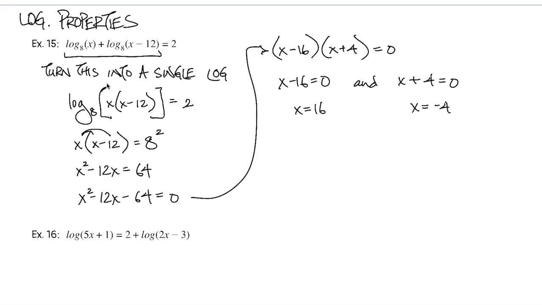But remember, before we are like, yes, I factored and I'm so proud of myself, which you should be very proud of yourself for factoring. But before we get too excited and we box off our answers, we need to plug them both back in to the original. If we end up with a log of a negative number, then that answer is a no-go and we need to cross it out, okay?